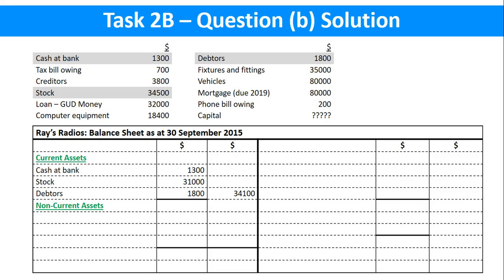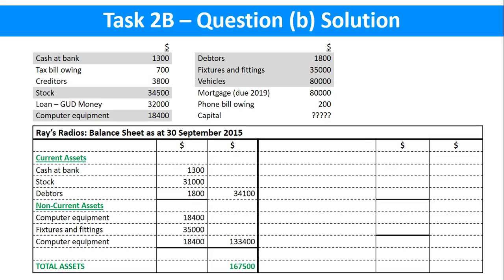So we'll look through the items we haven't used, and the first one we'll come to is the computer equipment of $18,400. Next, we have fixtures and fittings of $35,000. And lastly, we have vehicles of $80,000. So we've now finished that section. We'll total it up and get total non-current assets of $133,400, and we'll total up the asset side by adding current and non-current assets together, and we'll get a total of $167,500. Let's go and do the next section, which is the current liability section.